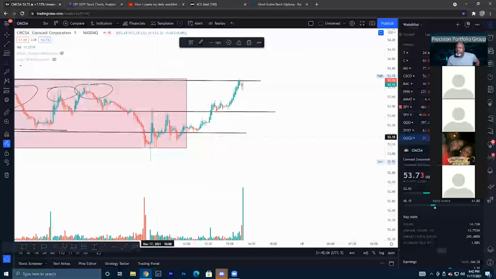Now, this is another triple bottom here. This is one, this is two, and this is three. Once that happened, it went up. Bam. It continued up. This was the continuation. So we would have got in good right here.